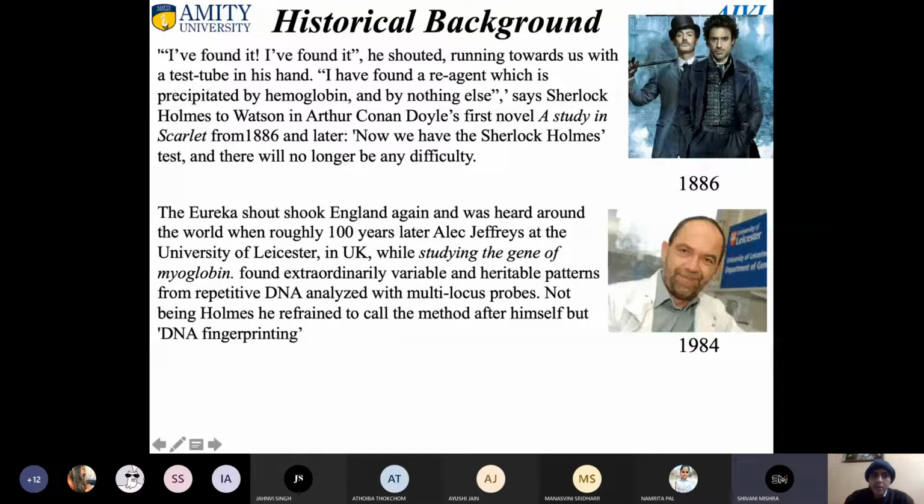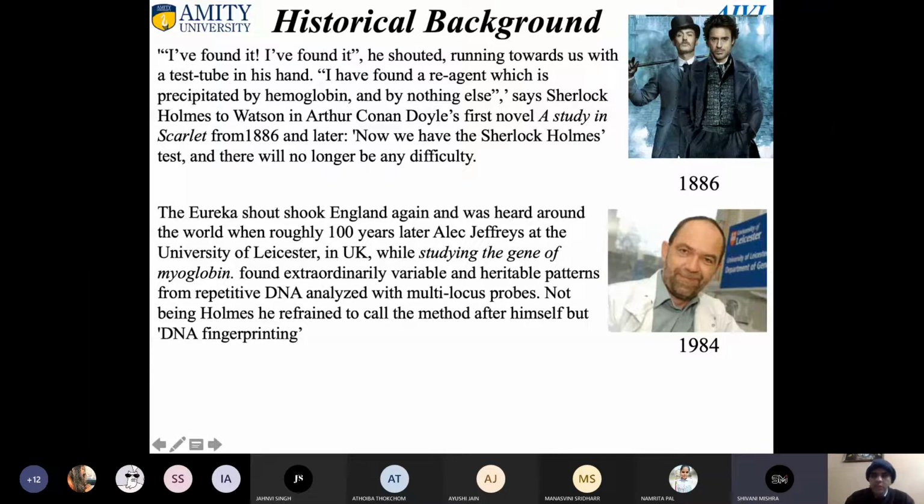Not being Holmes, he refrained from calling a method after himself. Sherlock Holmes used the term Holmes test, but Alec Jeffreys did not call it the Jeffreys test. He used the term DNA fingerprinting, because we scientists don't believe in our own name. We believe in the techniques, the technology, whatever it is going to be.